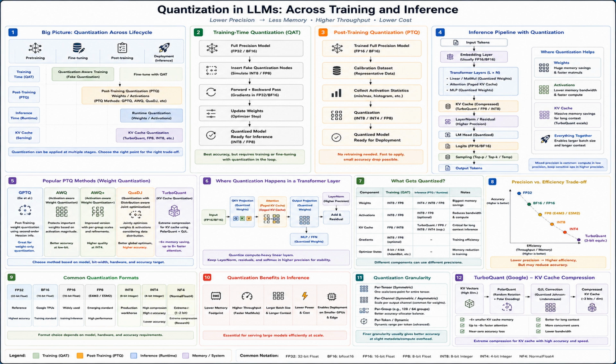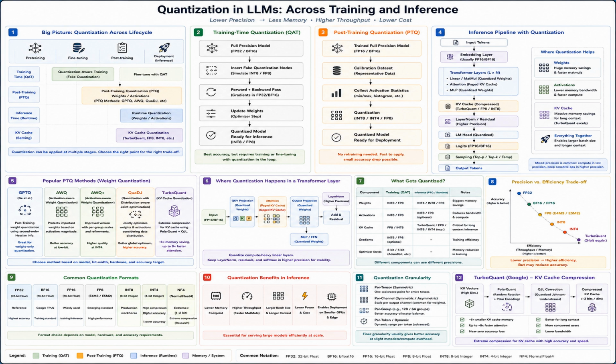Section 7 talks about what gets quantized. Multiple components can be quantized, like weights, the biggest memory savings. Activations reduce bandwidth and compute. KV cache, now a major target with TurboQuant. Gradients, mainly during training. Different methods target different components, and combining them gives the best results.